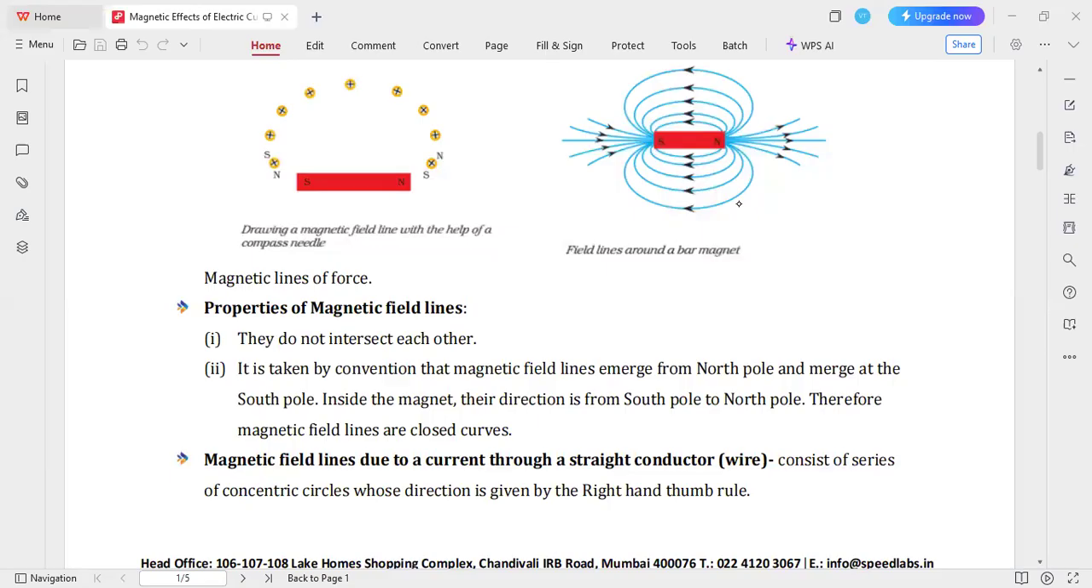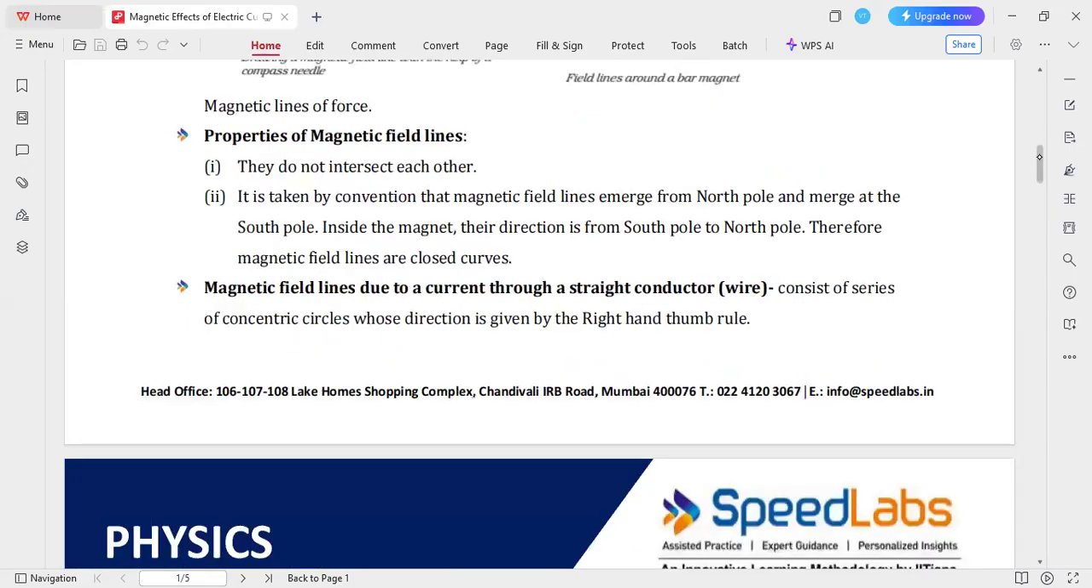So to know that, if you draw a tangent at any particular point, that will give you the direction of magnetic field. That is also important. Okay, is it clear? Next, magnetic field lines due to a current through a straight conductor. So I'm going to show you how it is.